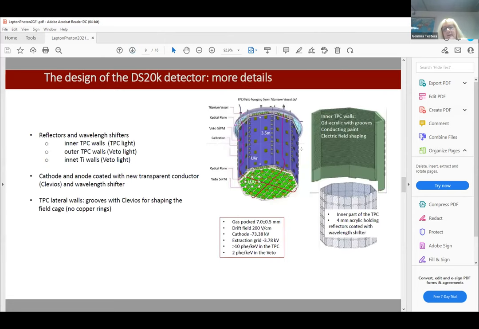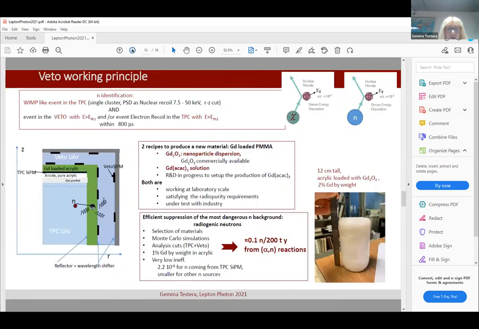You see some more details here about the design of the detector. This is the external part of the TPC, on which you see the SiPMs of the veto. You see some tubes in which a calibration source will be deployed. There is in green the inner part of the TPC, on which you can see grooves realized in the plastic that will be painted with a special conductive paint to realize the electric field. So we do not have a field cage realized with a metallic material. We have these grooves with a conducting paint and the resistor chain. And all the surfaces, both in the veto and the TPC, will be covered by reflectors and wavelength shifter to maximize the collection of the light.